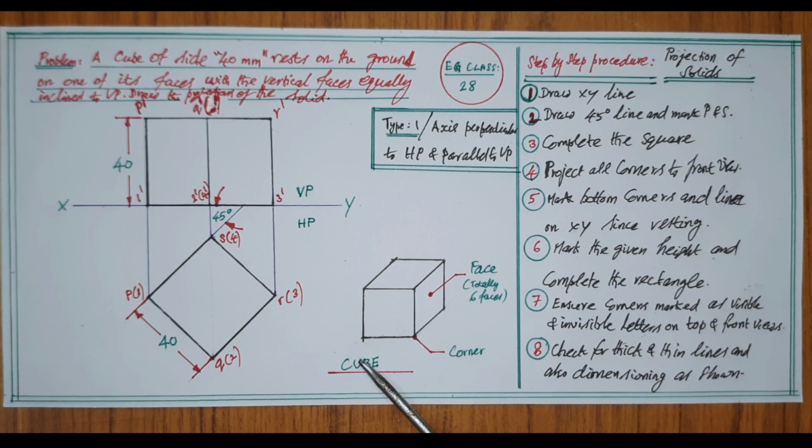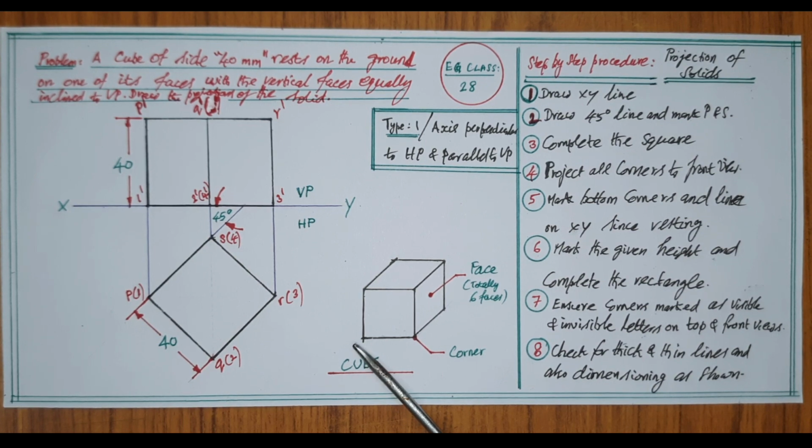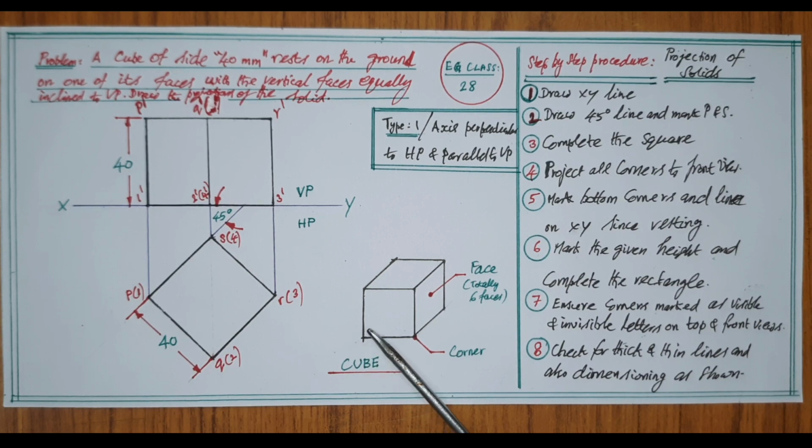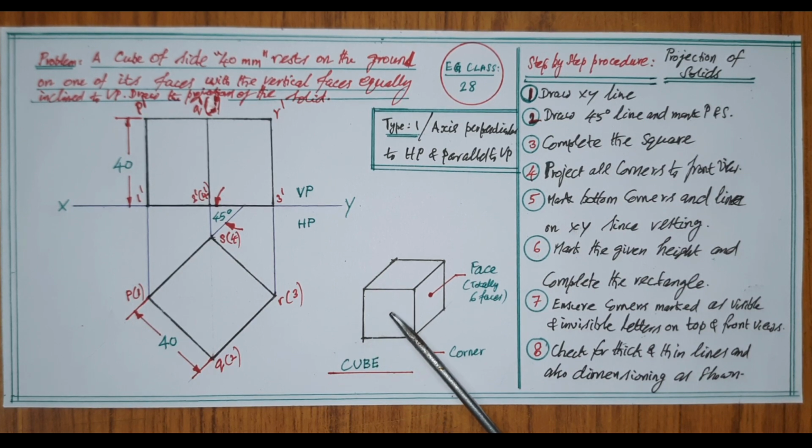For easy understanding of the problem, first see whether top view or front view is to be drawn as the beginning view. As we have seen in the projections of planes video classes, for this problem it is clear that the cube is resting on ground with one of its faces, means it is resting on HP. Hence axis is perpendicular to HP and parallel to VP.